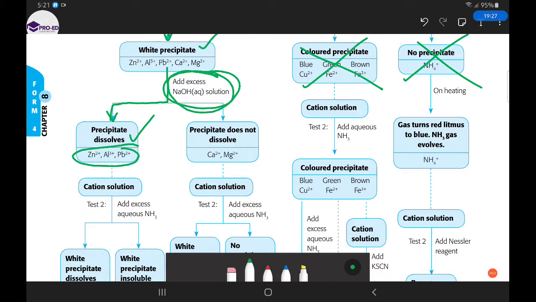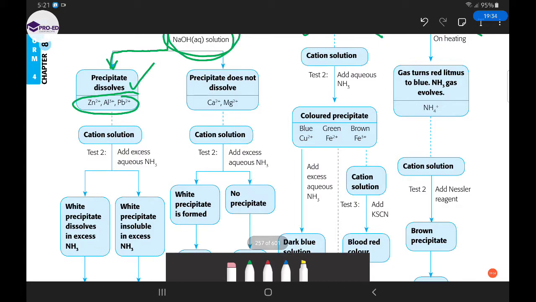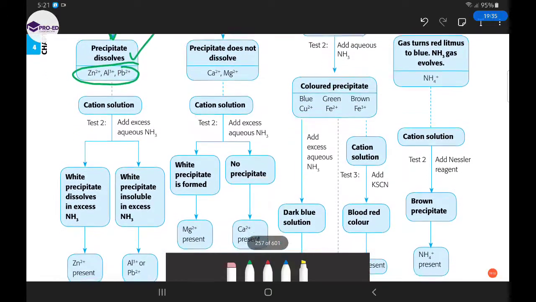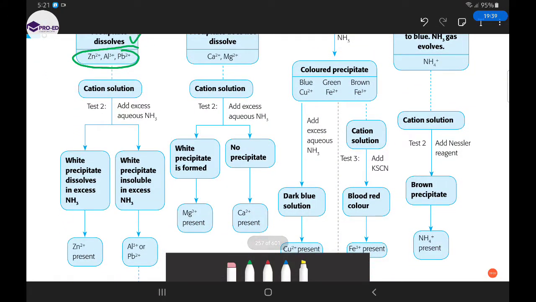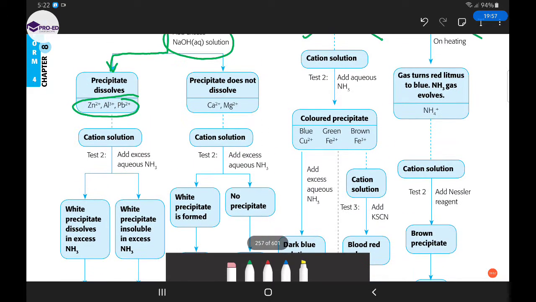And then they said that if you have narrowed it down to this, you can narrow it down further, because if it is zinc ions, it will dissolve in excess aqueous ammonia solution. If it's not zinc ions, if it's aluminium or lead, it will not dissolve and the precipitate will remain. So how do we test this? You see this line here? I'm teaching you how to use this flow chart. Every time you see a dotted line, let me take off.